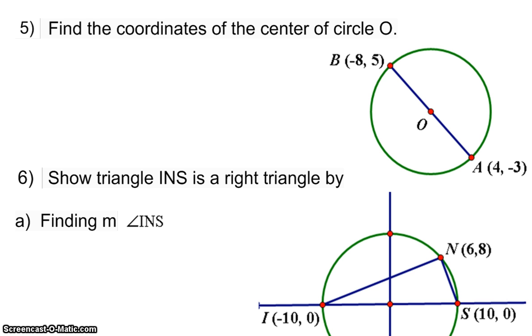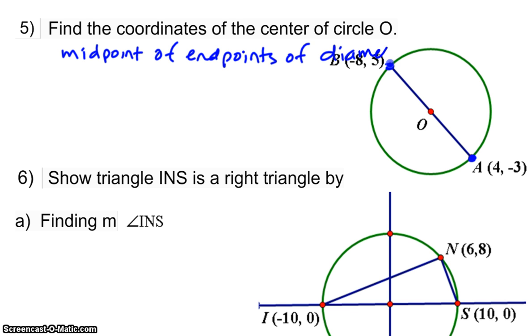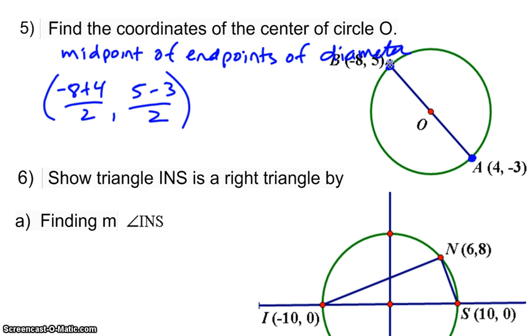For number 5, in order to find the coordinates of the center of the circle, because we are given the endpoints of the diameter, we know that the center of the circle must be the midpoint of those endpoints. So we're finding the midpoint of the endpoints of the diameter. We can use the midpoint formula. We add up our x's and divide by 2, and add up our y's and divide by 2, and get a center value of -2, 1.